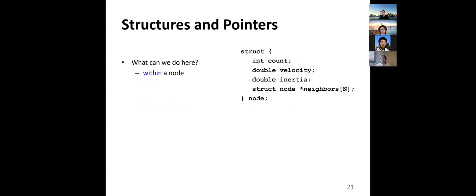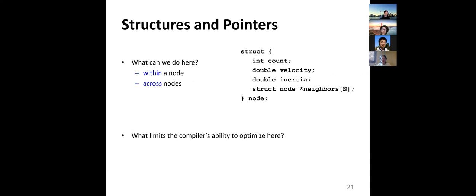And more complicated things are structures and pointers. So if you had a struct like that, you see, there is a struct with int count, double velocity, right? This is like some general structure. There is a node type, right? It has a counter, it has two double parameters, velocity and inertia, and it has a struct node star of neighbors. So it has some neighbors in it, right? So what can we do to improve things within a node and across nodes, right? What limits the compiler's ability to optimize here?